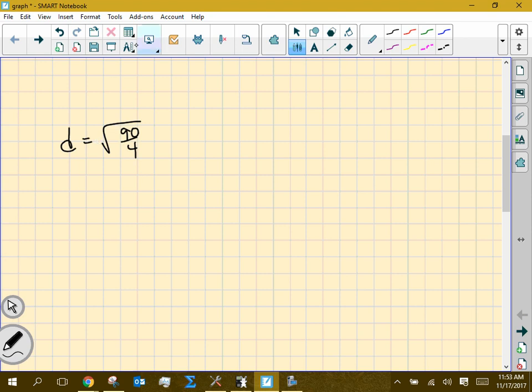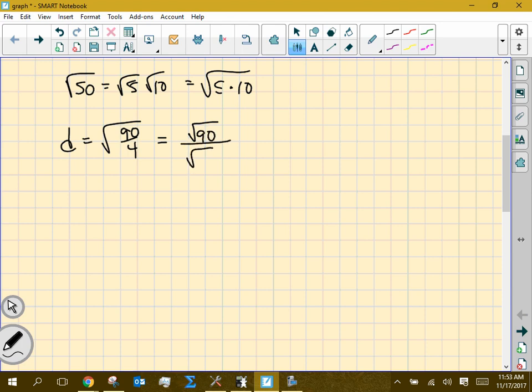What I mean by that is, if I had radical 50, we can rewrite that as radical 5 times radical 10, right? Or if I started with radical 5 times radical 10, I can rewrite that as radical 50. So I can split these things up the way I want to within the radicals, or I can split them up and provide them their own radicals. And that's what we want to do here. When I have a fraction and the entire fraction is underneath the radical, we want to write 90 in its own radical and 4 in its own radical. The whole reason for doing that has to do with your laws of exponents.